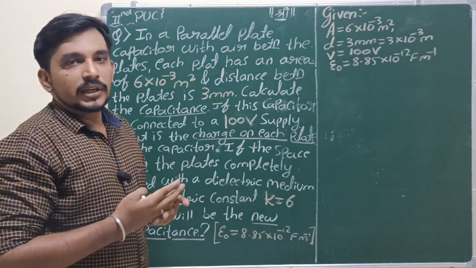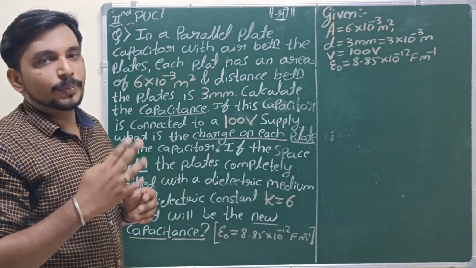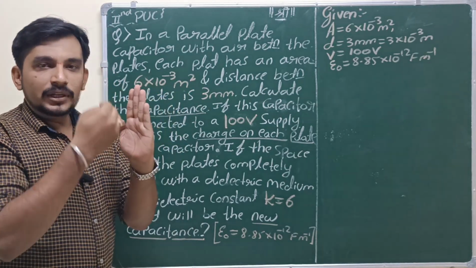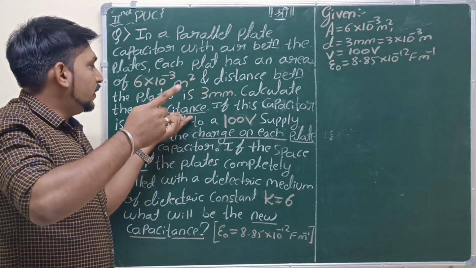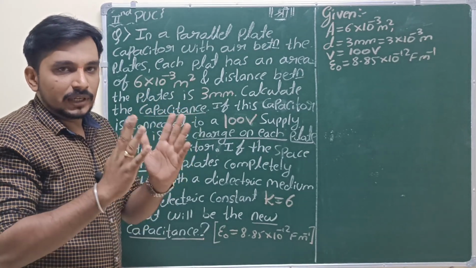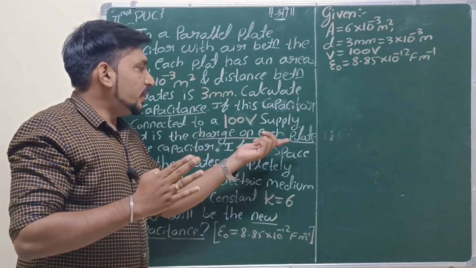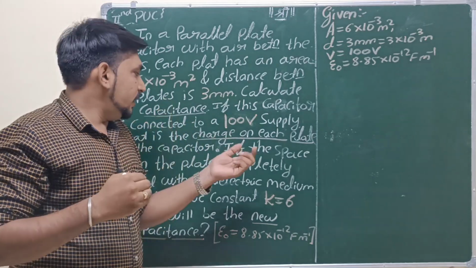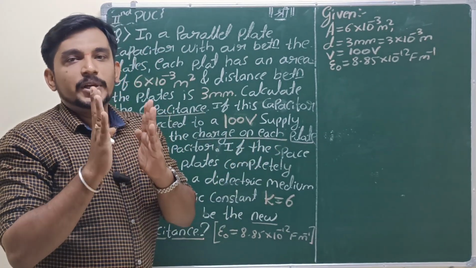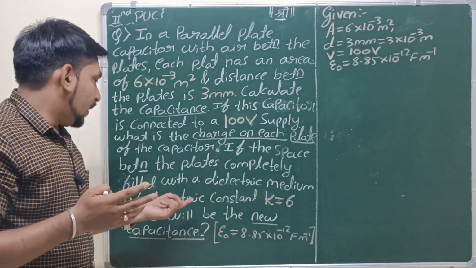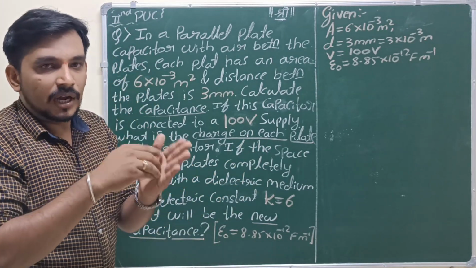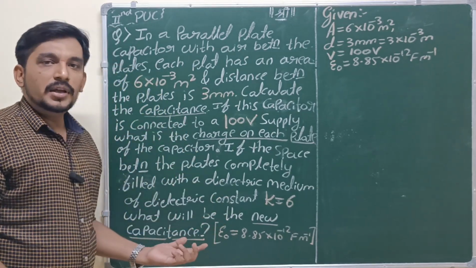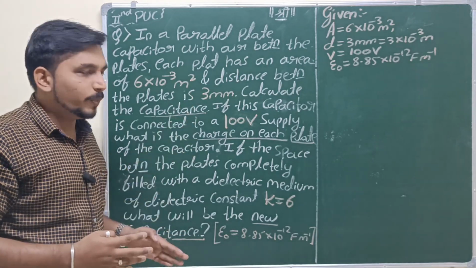If we read this question correctly, we need to calculate three important points. First point, if there is air between the parallel plate capacitor, then what is the capacitance of that capacitor? Then what is the charge on each plate when it is connected to a 100 volt supply? So that is the second point. Again, when a dielectric medium is introduced between the two parallel plates, then what is the new capacitance? So there are 3 points we need to calculate.